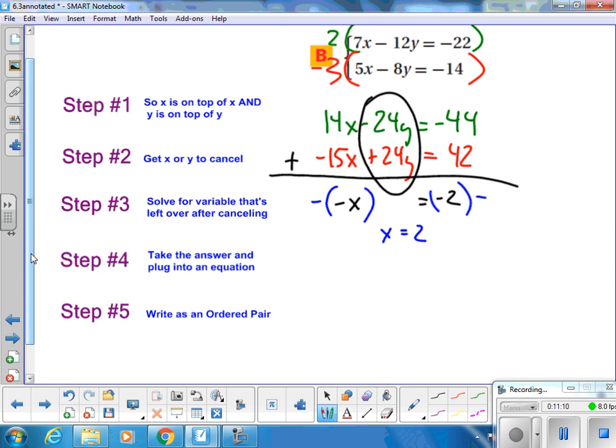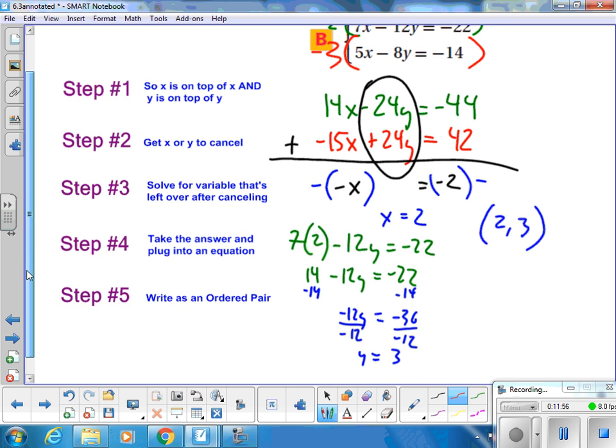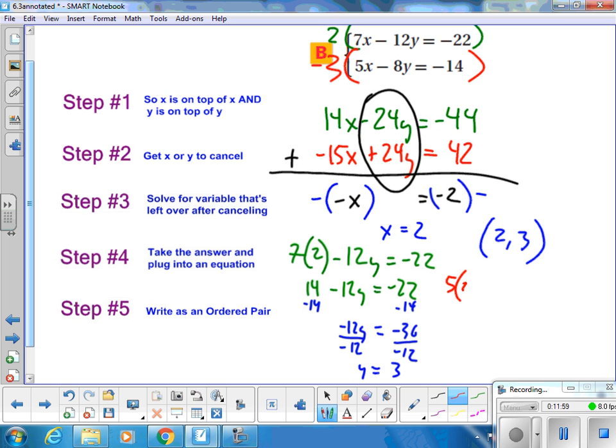Let me do some substitution here. See if we can solve this one. I'll go ahead and use the first equation again. 17x2 minus 12y equals negative 22. And I'm substituting in because I'm trying to solve for y here. If I know x, I should be able to find y. Negative 36. I divide both sides by negative 12 to get y equals negative divided by negative is positive and it should be 3. So it looks like I have the coordinate 2, 3. Now I'm going to check it because again I want to know that this works.